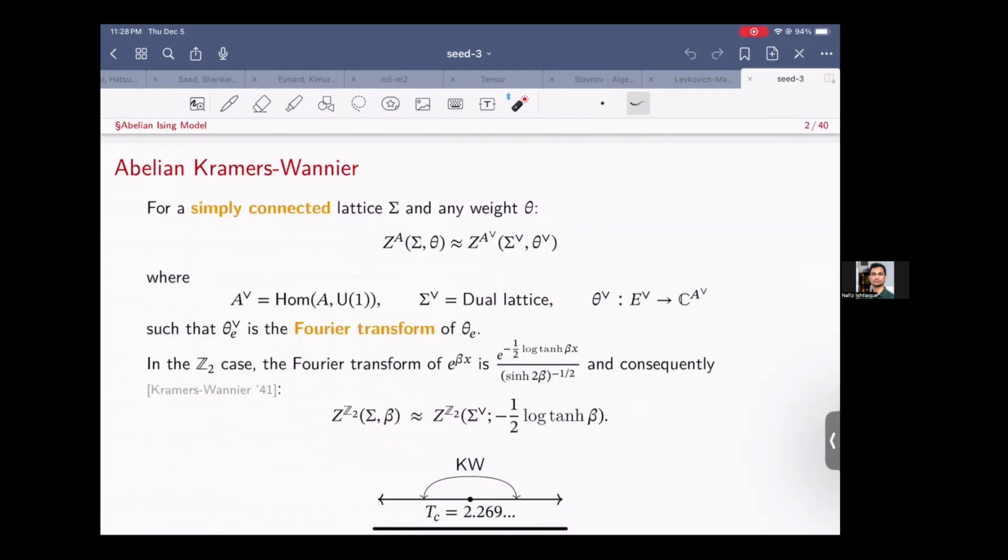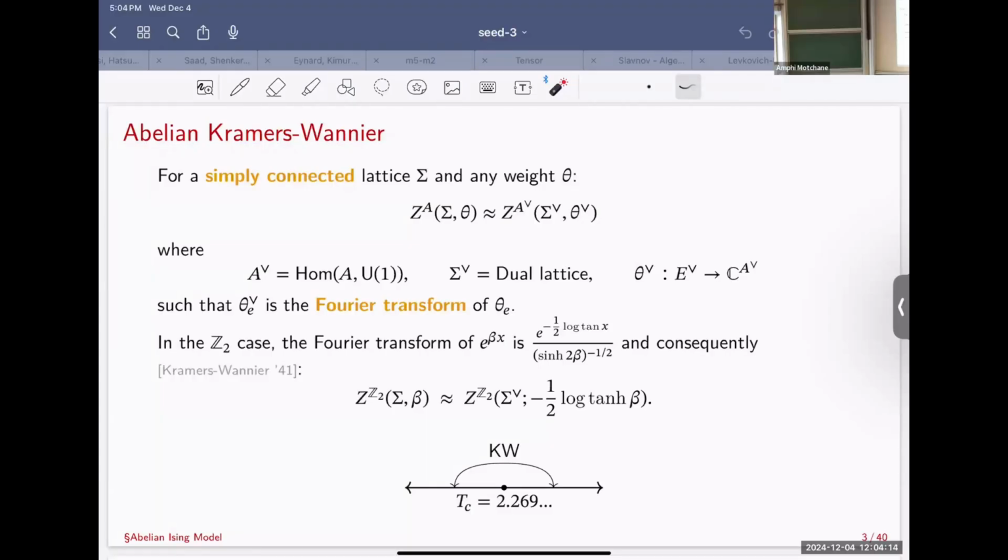Now, let's look at the Kramers-Wannier duality in abelian models. It should be emphasized that the classical statement of the Kramers-Wannier duality applies when the underlying lattice is simply connected. In that case, we can compare the partition function of an Ising model with global symmetry given by A to the partition function of another Ising model whose global symmetry is A check. So if we're on a simply connected lattice sigma, then the partition function of the Ising model with A global symmetry can be compared with the partition function of another Ising model, which has a symmetry given by A check, where A check is the Pontryagin dual of A.